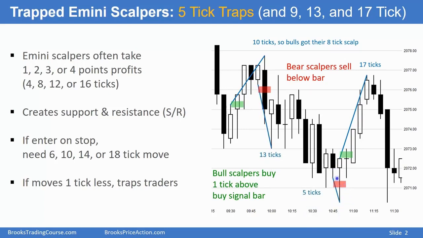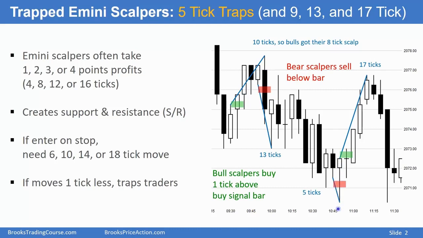And look what happened here. Bears sold 1 tick below this bar, betting that they'll make at least a scalp. It fell 5 ticks and then did this, reversed up. So the bears who sold just below that bar, they get filled over here, are now trapped. And they'll buy back their shorts.